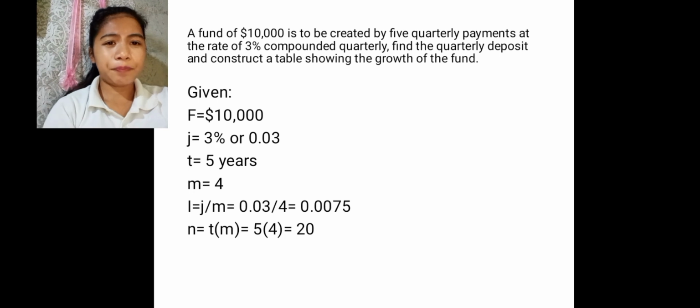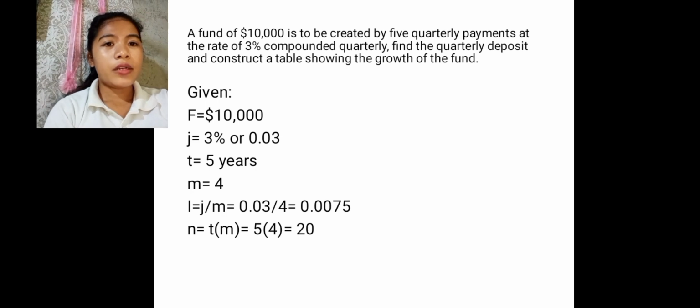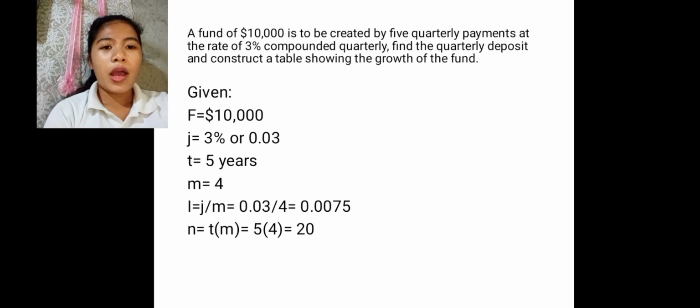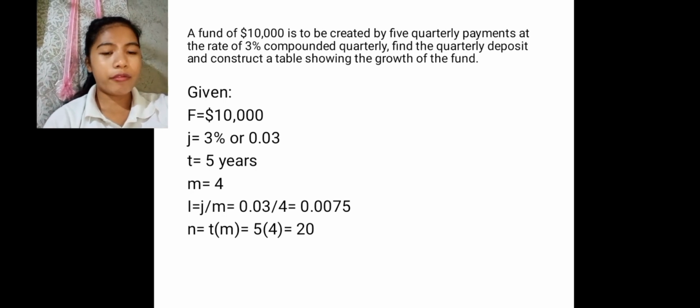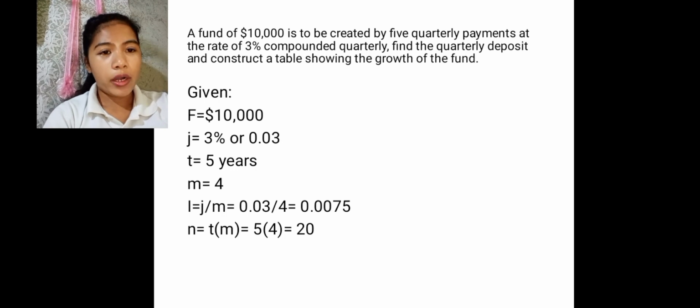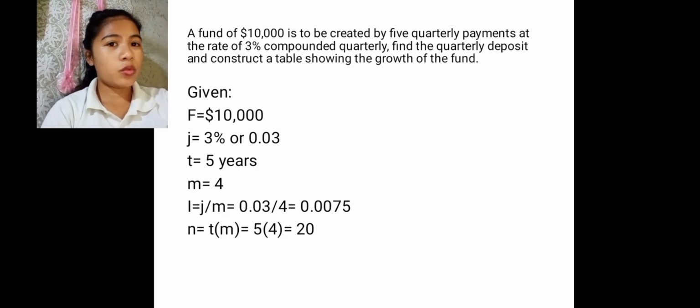So, here are the given. Our F is equal to $10,000. Our J is equal to 3% or 0.03. Our T, or the time, is equal to 5 years since it is 5 quarterly payments. So our M is equal to 4 and our i is equal to J over M, which is 0.03 over 4, equal to 0.0075. Our N is equal to T times M, which is 5 times 4, and the answer is 20.